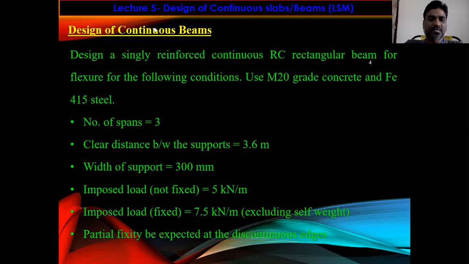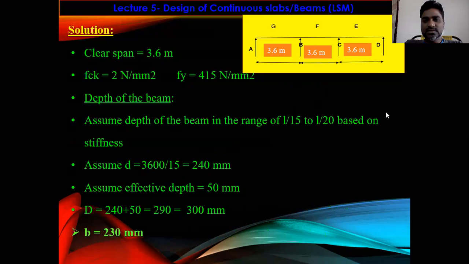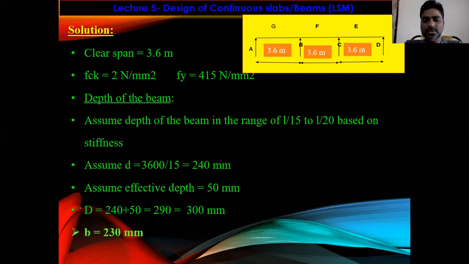Here there are 3 spans. As I told earlier, before applying the coefficients proposed by IS 456-2000, you first need to check whether the method is applicable for the present problem or not, because the coefficients proposed by IS 456-2000 have their own limitations.